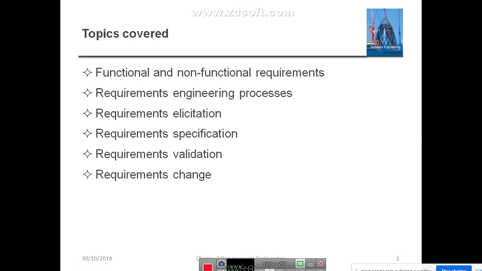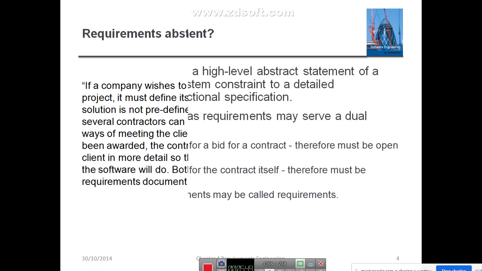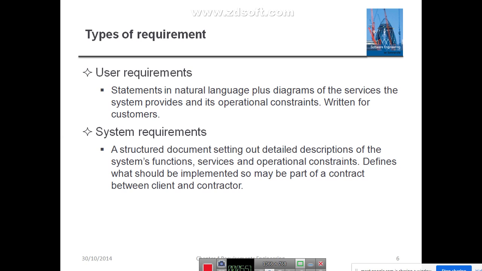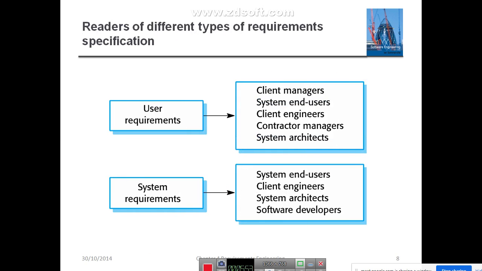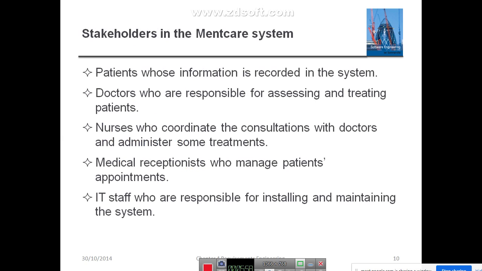In the requirement engineering process, we have seen what exactly a requirement is and the different types of requirements, right? Then we have seen what stakeholders are and the different types of stakeholders, taking into consideration the mental health care case study, right? We have defined how we are going to indicate a user requirement, a system requirement, and the stakeholders. We have seen everything.